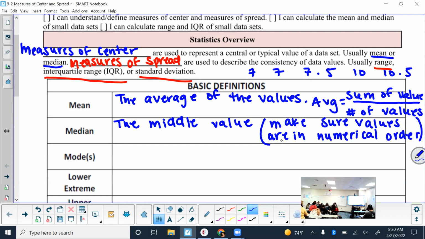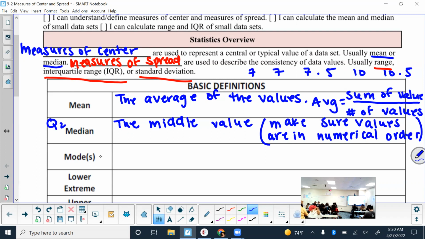So make sure values are in numerical order. In this box, I do want you to put Q2, because that's also what we call the median for short. We'll talk more about it later, but put that in the box. So those are our measures of center, our typical values.